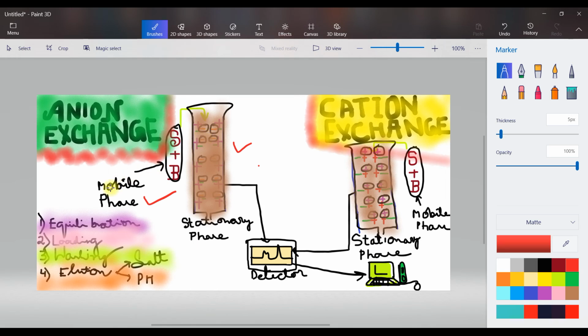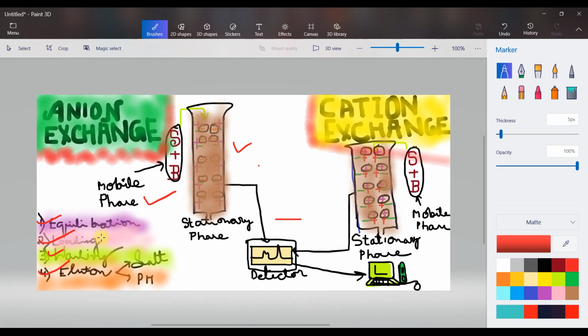So in ion exchange chromatography there are 4 stages: equilibration, loading, washing and elution. In equilibration, what happens, the equilibration buffer is poured in these columns to check the packing. So if the detector gives a straight line, it indicates that the packing has been done correctly.